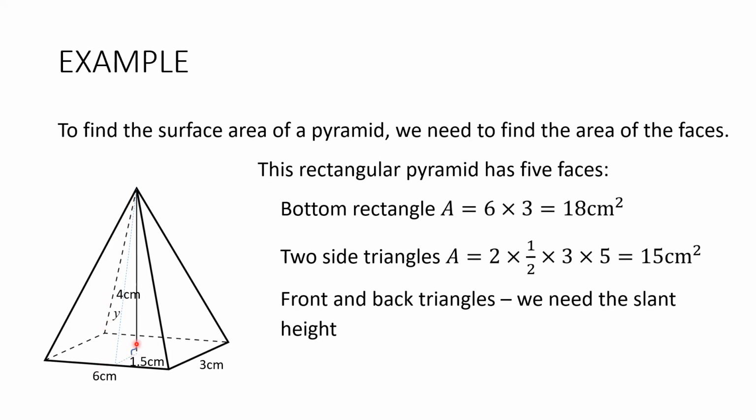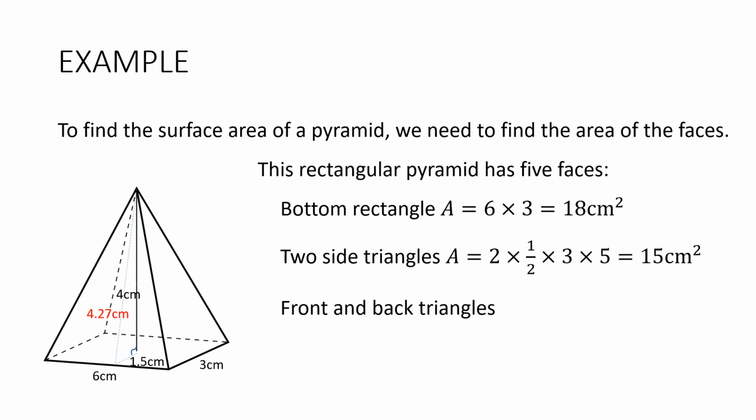So I've drawn up the right angled triangle. This length along here is half of 3, which is 1.5, and I've labelled the hypotenuse y, and that height there is 4. So y squared is equal to 1.5 squared plus 4 squared, which is 18.25. Square root, y is equal to 4.27.